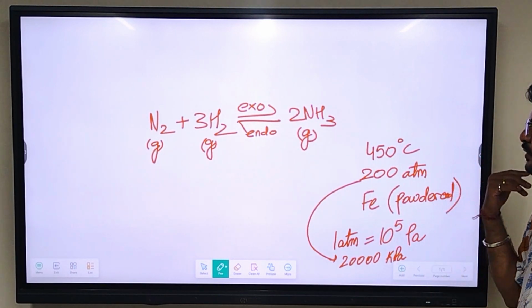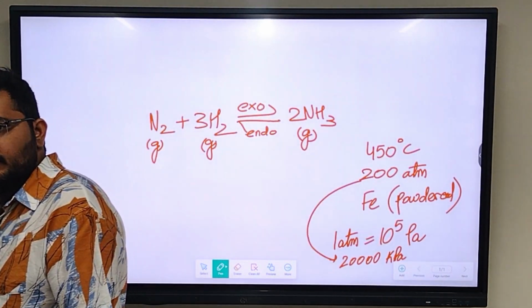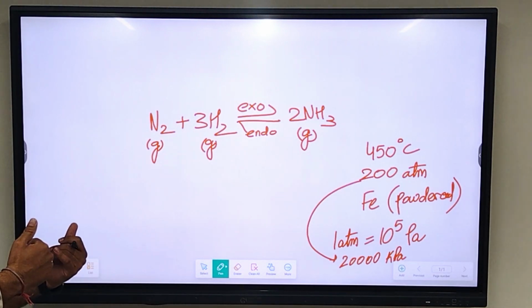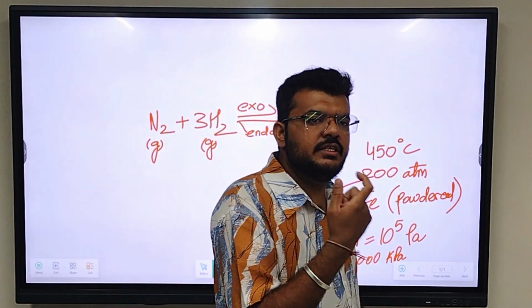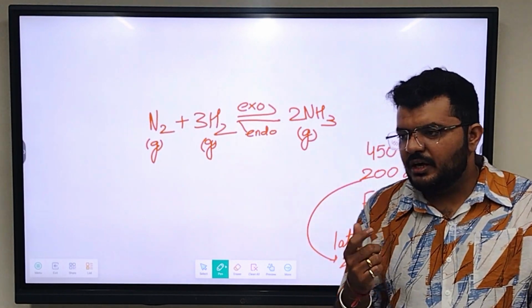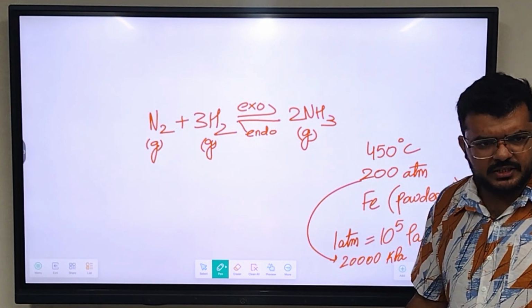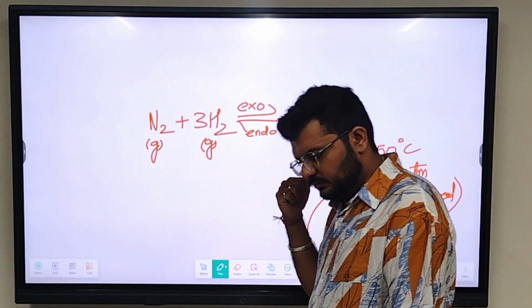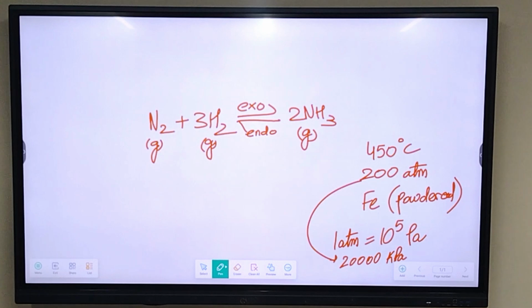Now, what will happen if I decrease the pressure? It will shift towards left. And the yield of ammonia will decrease. What do we say? The yield, the amount of ammonia we get in the equilibrium state, decreases. Make sense? Now, if the forward reaction is exothermic, why are we still using a temperature of 450 degrees Celsius?